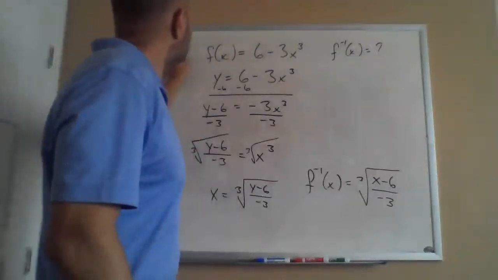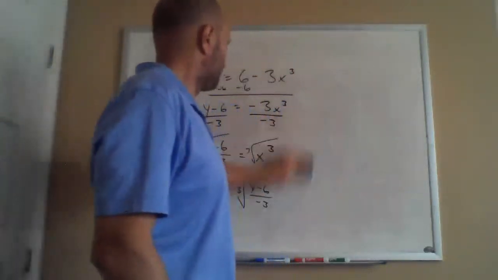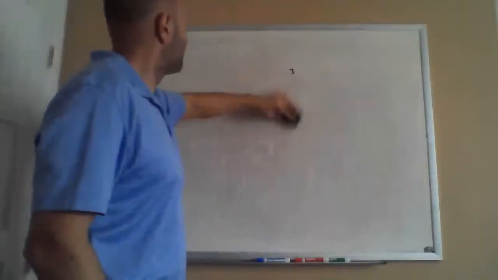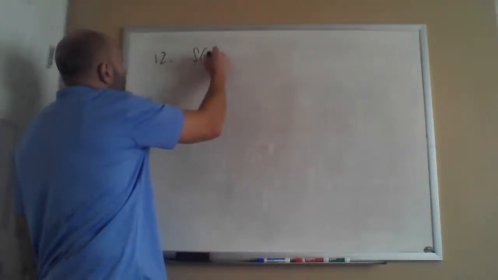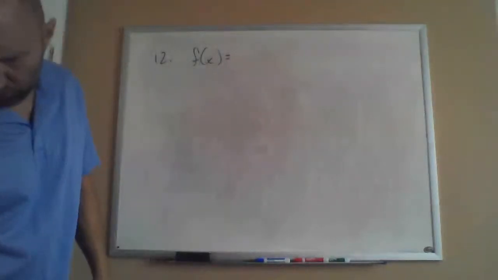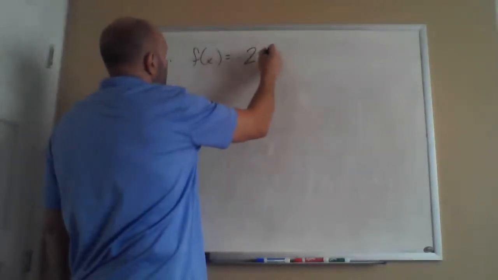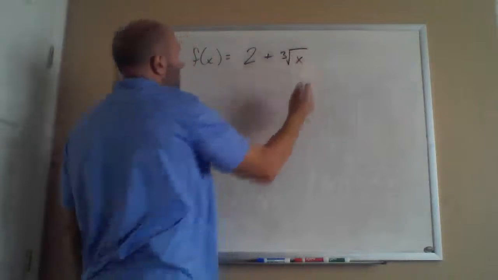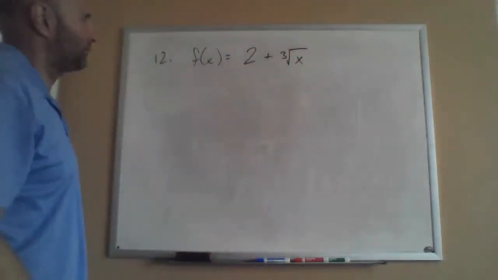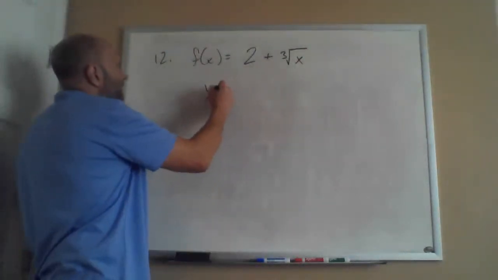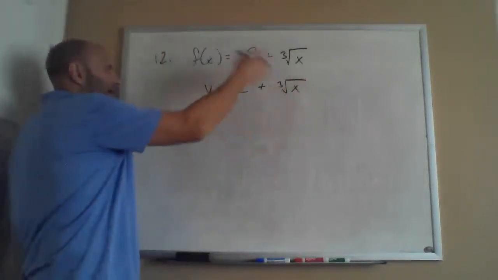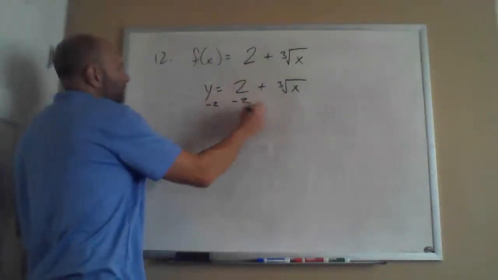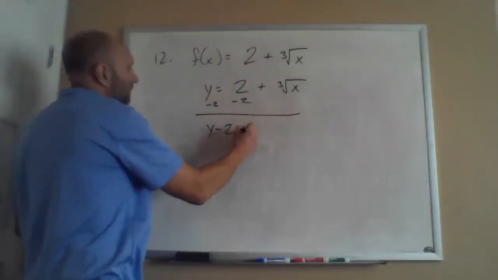Okay, so number 12. You have f of x is equal to 2 plus the cube root of x. So similar to the last one, but just the opposite process. So again, we switch everything to y. I want to get x by itself, so the first thing I have to do is subtract 2 from both sides.